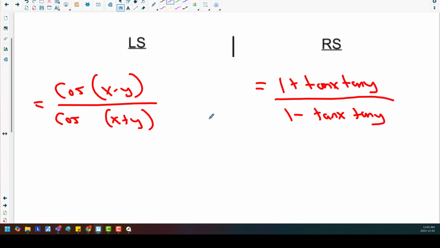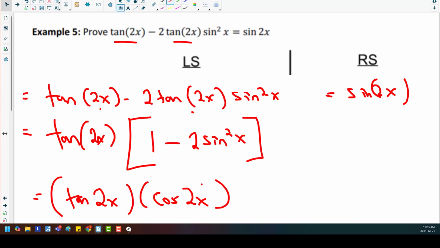Okay. So what I'm going to do is I'm going to rewrite this. And you want to pick one side to majorly work on, right? You can work on both sides to simplify. So what I'm just going to rewrite this as cos a minus b and cos a plus b, and just rewrite it as what they're equal to.